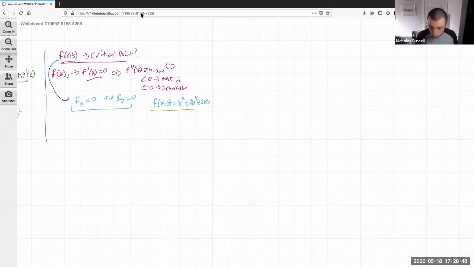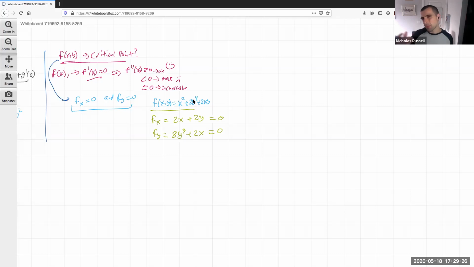So in order to do this, we find all the points such that the first derivatives are equal to 0. We take f sub x and f sub y. Taking the derivative with respect to x, we get 2x plus 2y. F sub y would be 8y to the 3rd plus 2x, if I'm not mistaken. And we set these equal to 0 now. We're just trying to solve for all the points that do this.